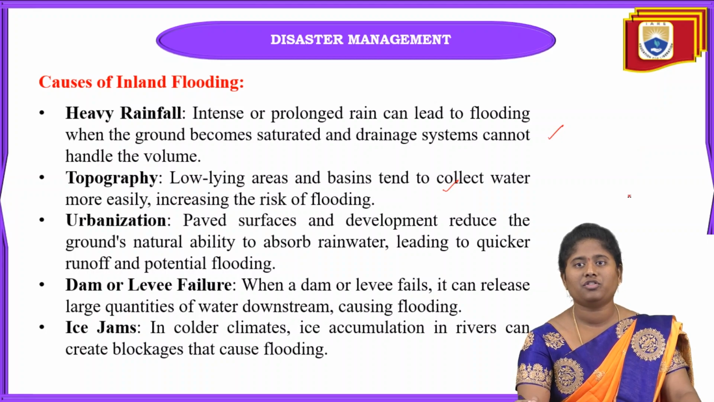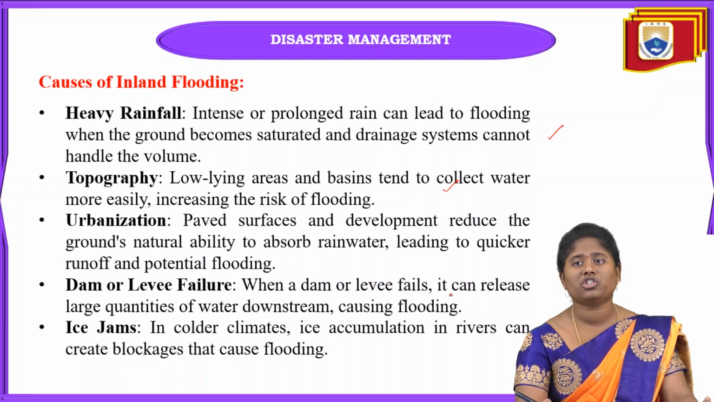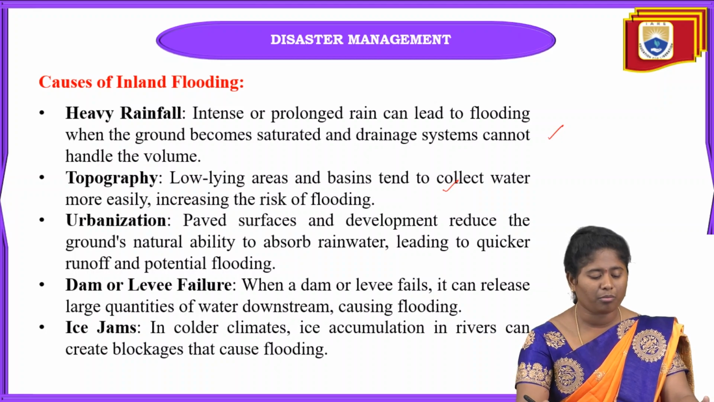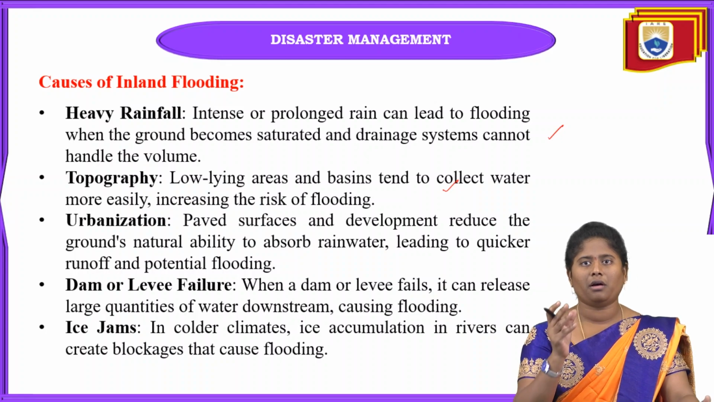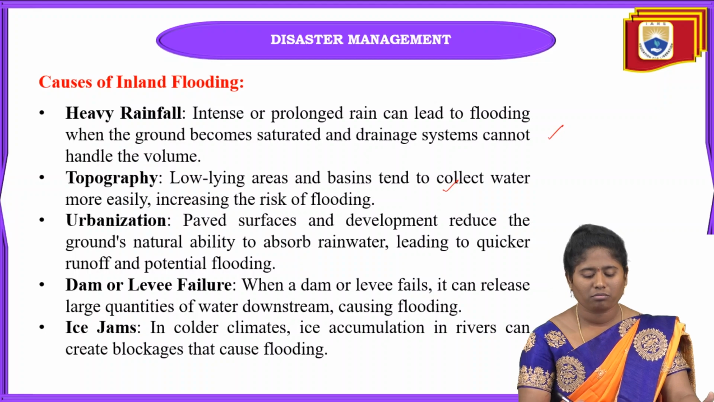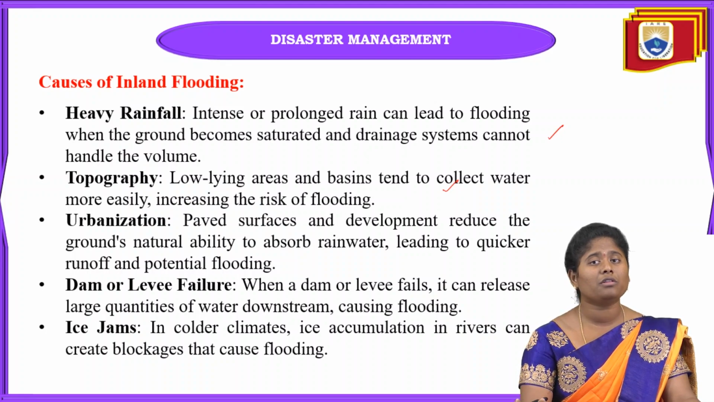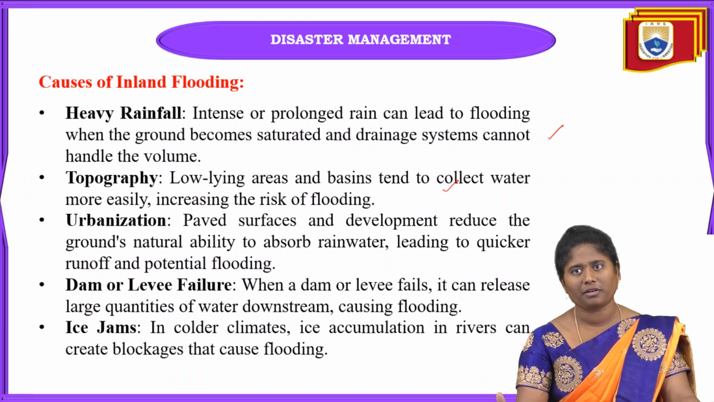And the next one is ice jams, because of very big ice blocks. In colder climates, ice accumulation in the river can happen. But in the summer season, that ice will melt. The ice accumulation in the river can also create blockages that can easily cause flooding. In the summer season, the ice melts and that will cause floods here.